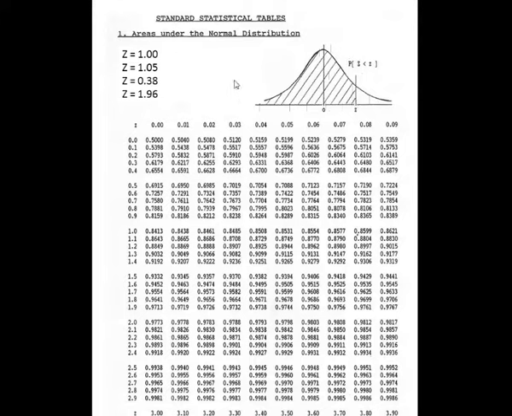Now each Z table is 2 pages long. This is just the positive values. This goes from 0 to 3. There would be another page that goes from 0 to negative 3, and that would be shaded to the left of 0 because it's less than 50%.